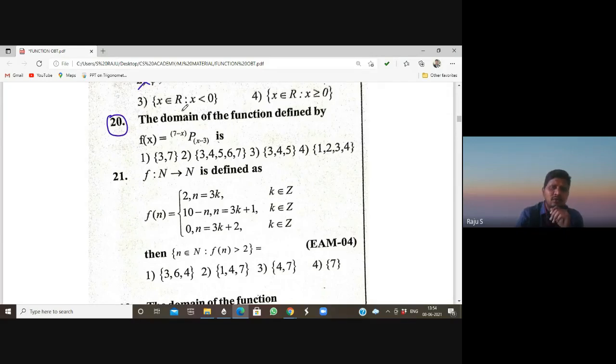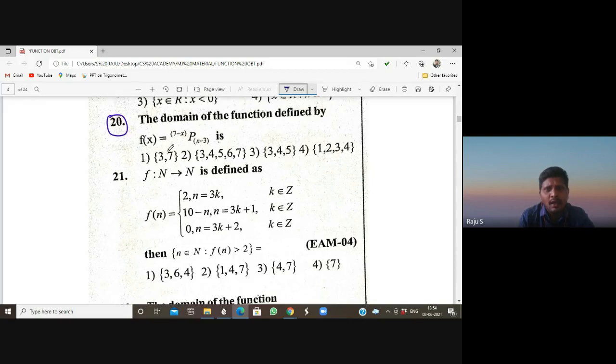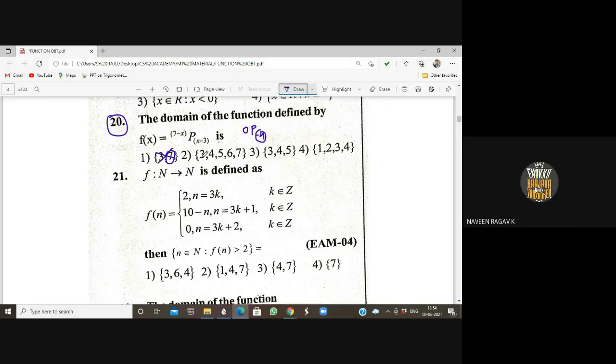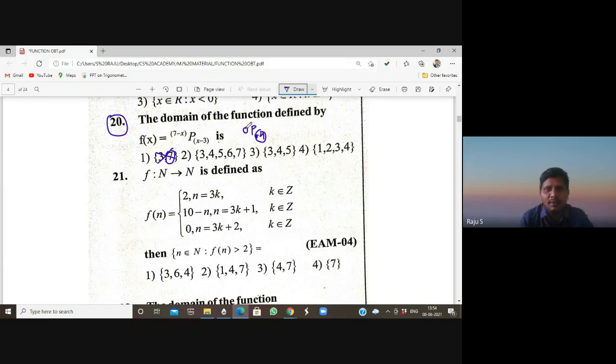Okay, if I substitute the 7, let's see the first option. If I substitute 7 in place of x, what will we get? 0P minus 4. Does a negative value exist? Sorry, it is plus 4. But what about 0?